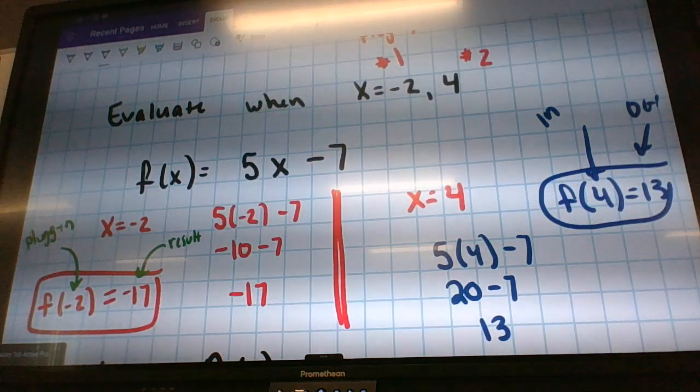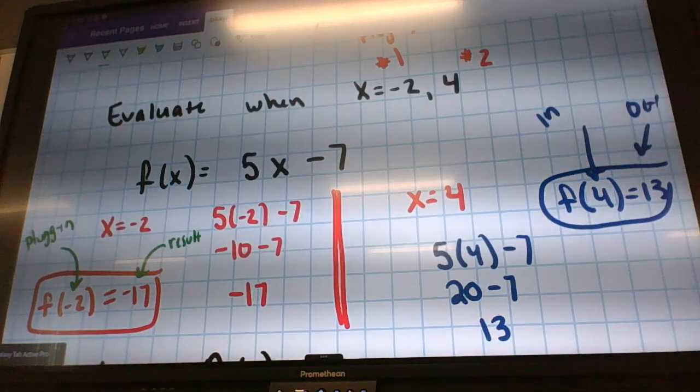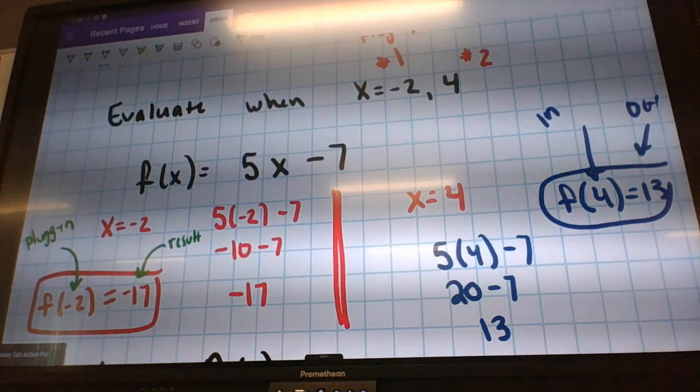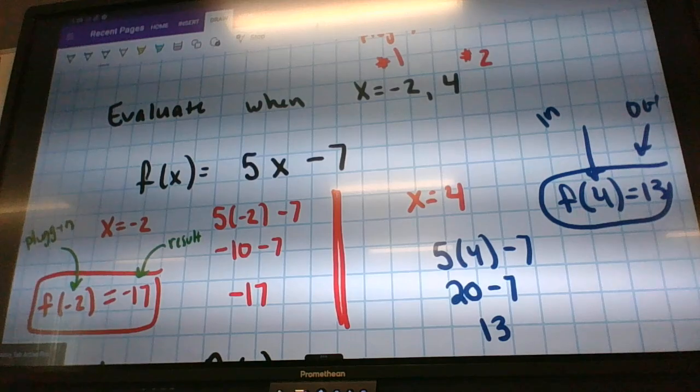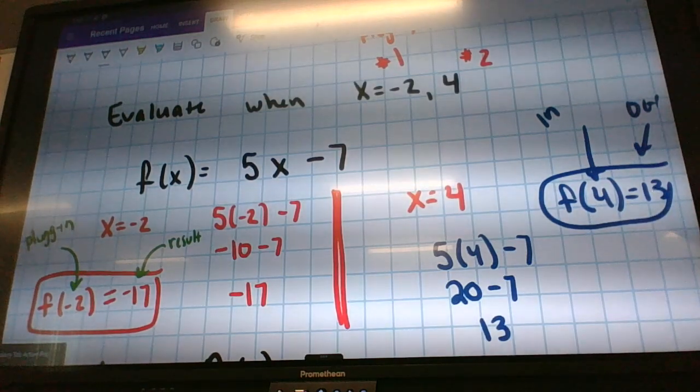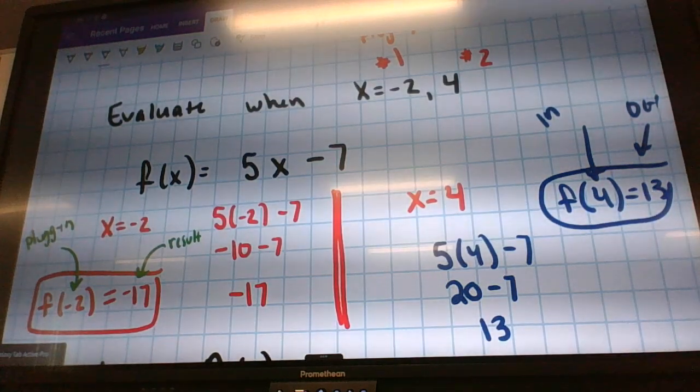All right, so let's see from a hand who thinks they're going to get the test question tomorrow where the directions say evaluate. Who thinks they're going to get it totally right? I'm going to get it partially right.